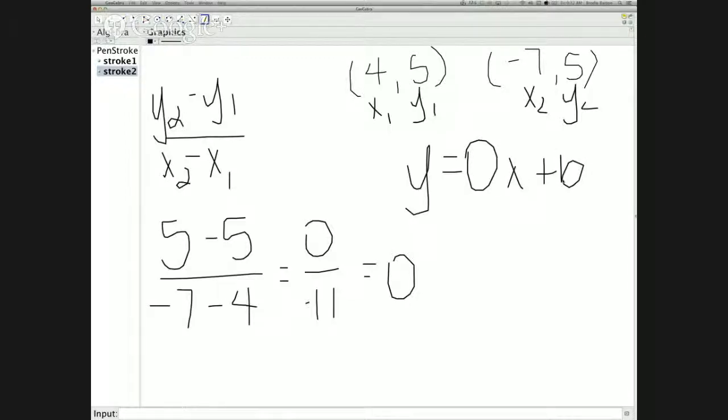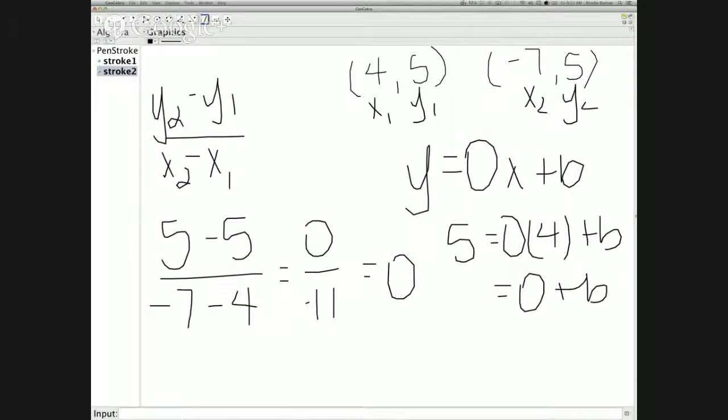Let's say you didn't recognize right off the bat that 0 times x was 0, and you just left that in there. You would then choose one of your 2 points, 4, 5 or -7, 5, to plug in. I'm going to choose 4, 5. 5 is a y, so it goes in for a y. 4 is an x, so it goes in for an x. 0 times 4 is 0 plus b equals 5. 0 plus b is just b. So b equals 5. The y-intercept equals 5.